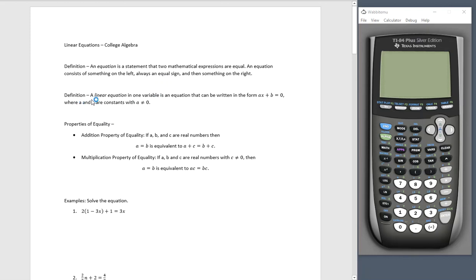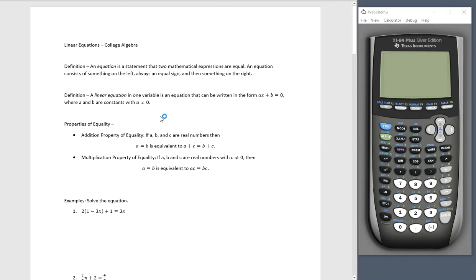Specifically, by definition, a linear equation in one variable is an equation that can be written in the form ax plus b equals 0, where a and b are constants with a not equal to 0. If a were equal to 0, then it would just be a constant, and b would have to be 0 as well. So in order to have a variable there, a cannot be 0.